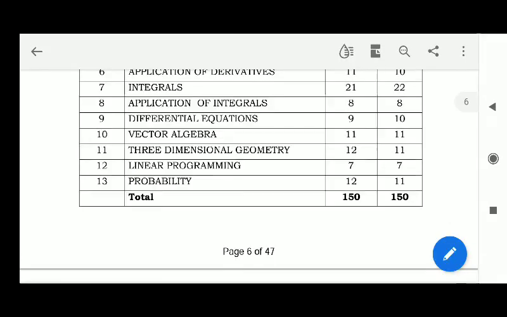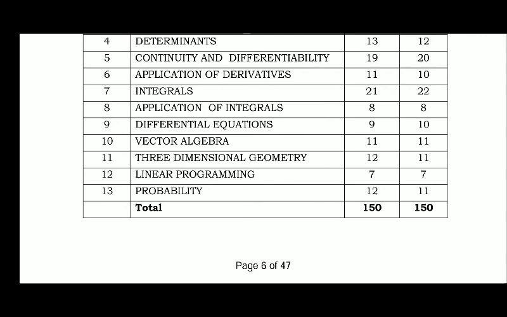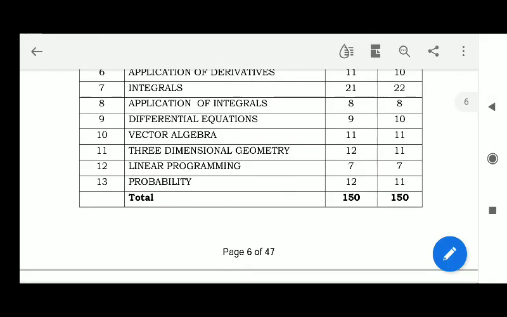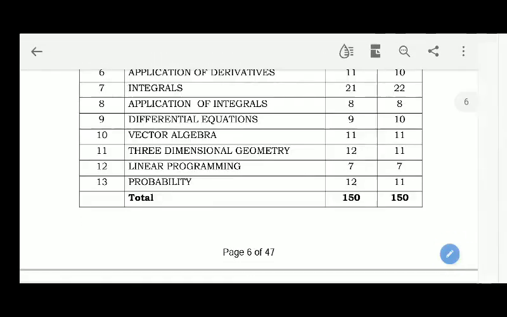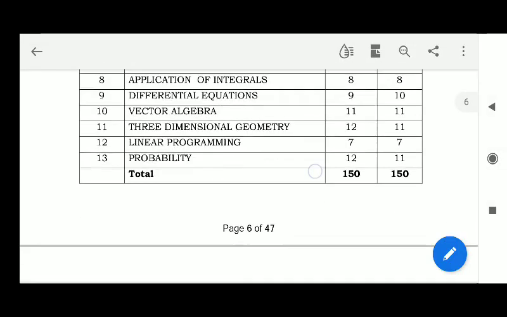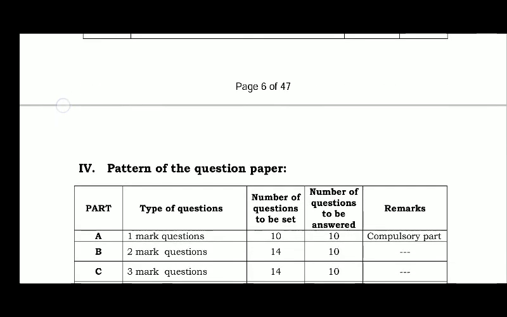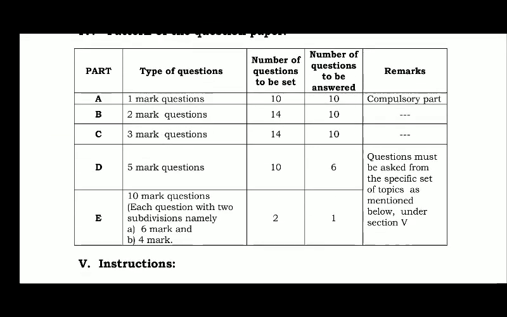3D geometry is 12 hours of teaching and 11 marks. Linear programming is 7 hours of teaching and 7 marks. Probability is 12 hours of teaching and 11 marks. So the total teaching hours is 150, and the total number of marks they are going to ask in the question paper is about 150. See how the pattern of the question paper is.